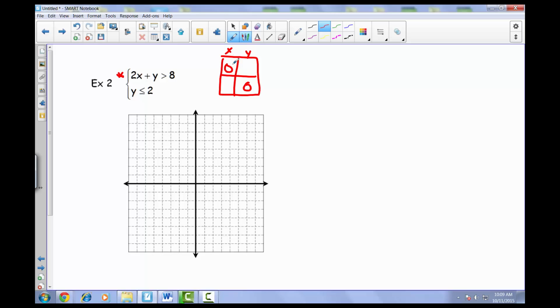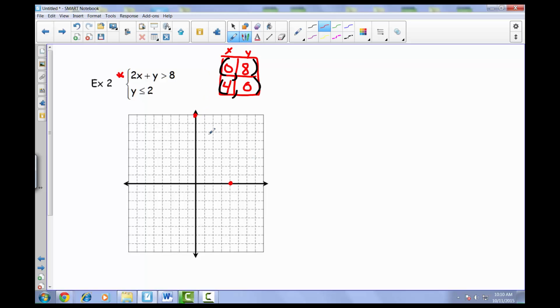Now if 0 is x, essentially this piece is gone, y would have to be 8. Likewise, if y is 0, essentially this piece is gone. 2 times what would give us 8? Well, 4 would do that. So in doing so, we now have 2 points. In fact, our x and y intercept here. Plotting those, we have 0, 8, which is right there, and then 4, 0 is right here.